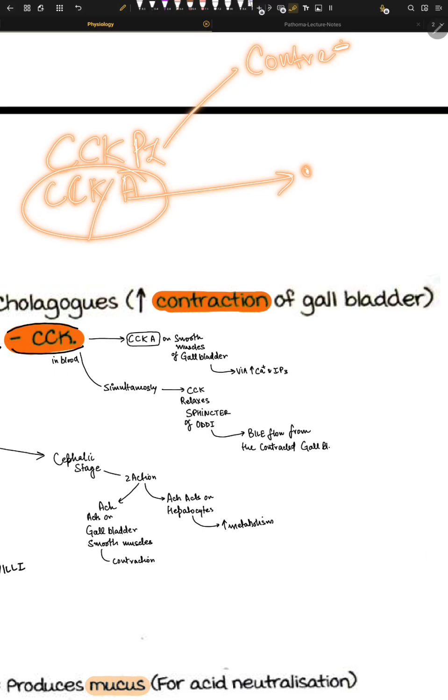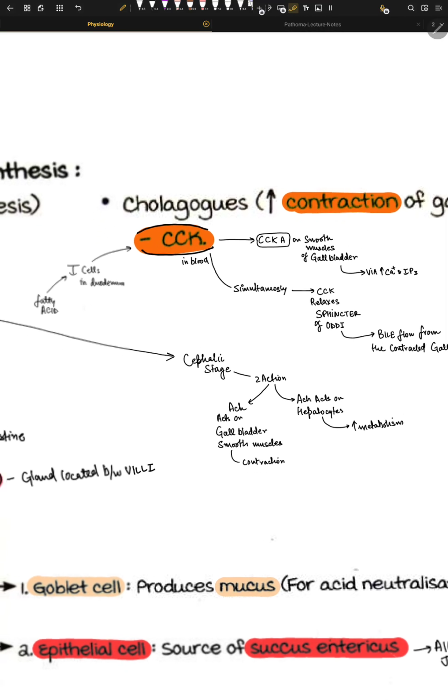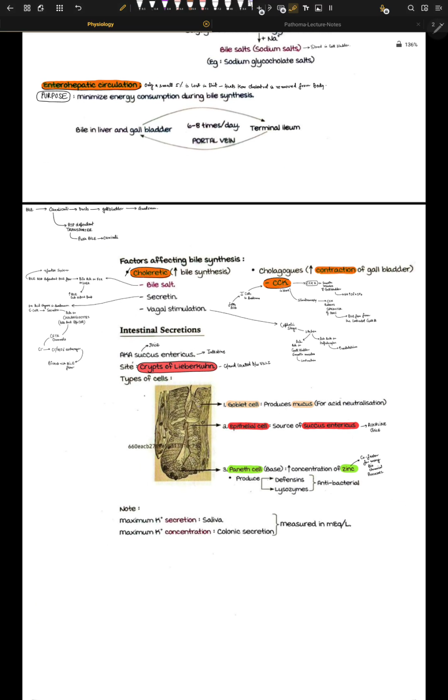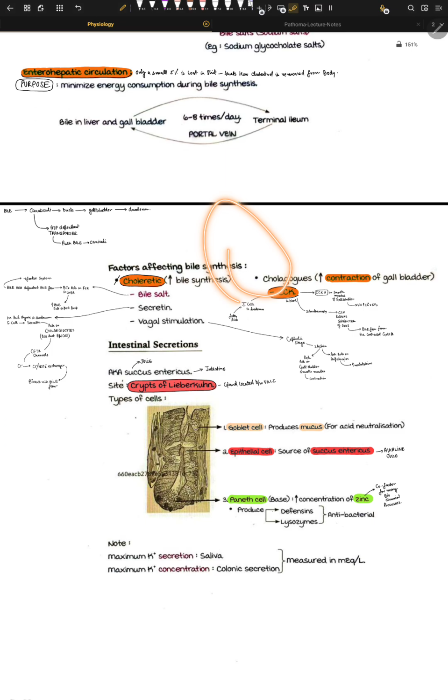So CCKA is important, CCKB is very important for acid regulation, and CCK-PZ for the contraction. And in the cephalic stage, acetylcholine acts on gallbladder smooth cells, and more contraction is happening. So it's like a whole circuit. A lot of things are happening together, and it's so beautifully done. It just makes me so happy reading about this. So that's the concept of it, right?